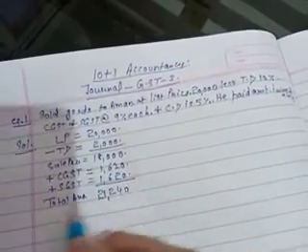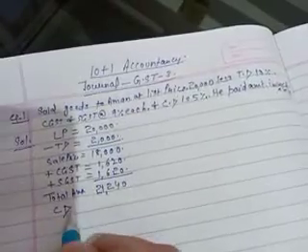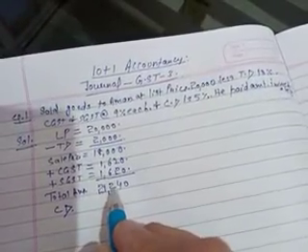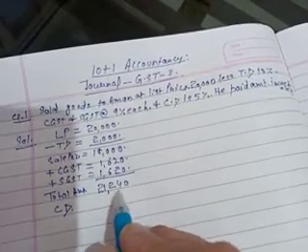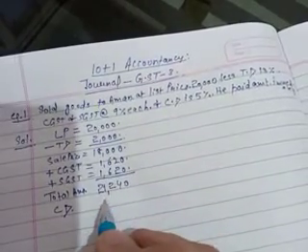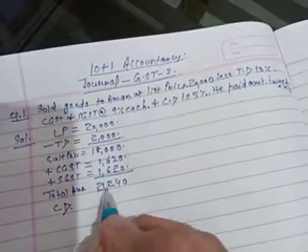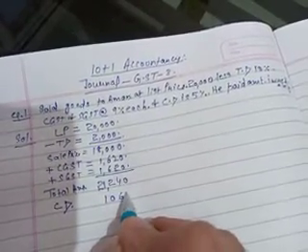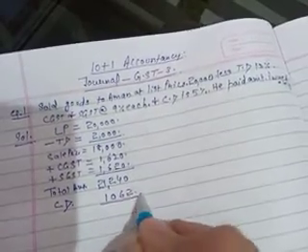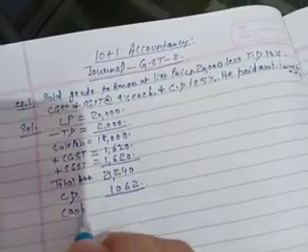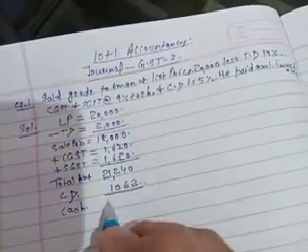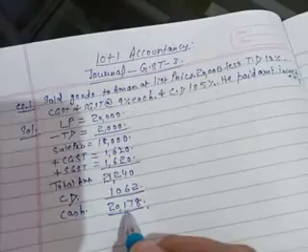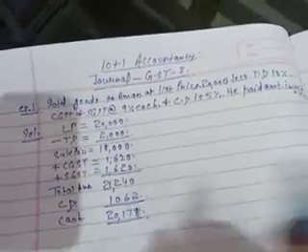Okay. Now cash discount. Cash discount is 5%. So 5% of 21,240 is equal to 1,062. So net cash paid is equal to 20,178 rupees. Now our journal entry.